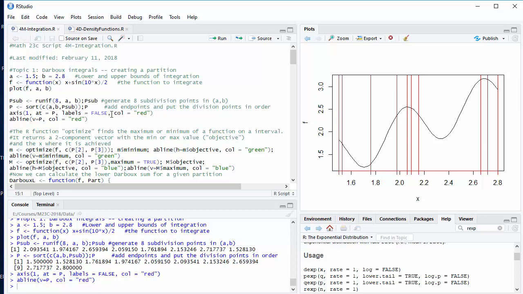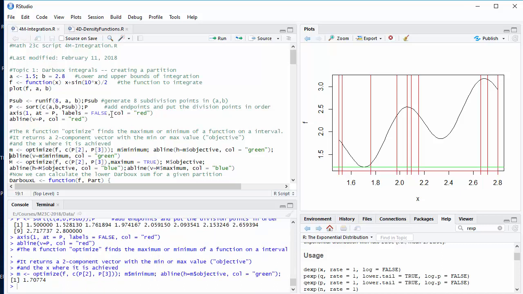Now the nasty thing about Darboux integrals from a practical point of view is that in forming the Darboux sum, you need to find the minimum and maximum value on each of these intervals. Fortunately, R has a function that will do this for us. It's called optimize, and it gives you back two things: $minimum, one item in the list, is the location at which the minimum value is achieved. And then the actual smallest value is given by $objective.